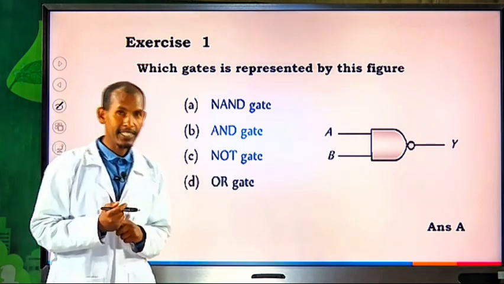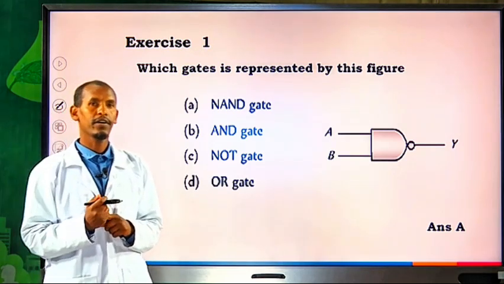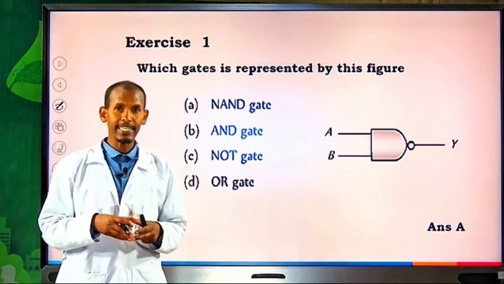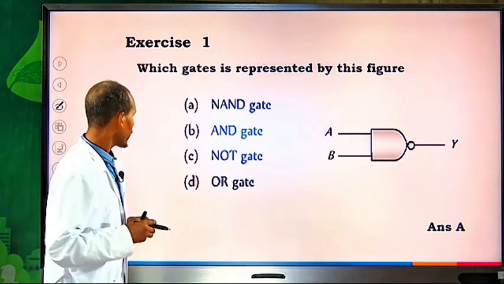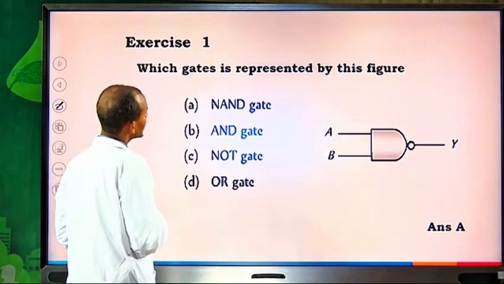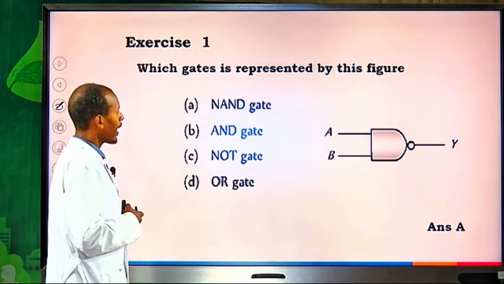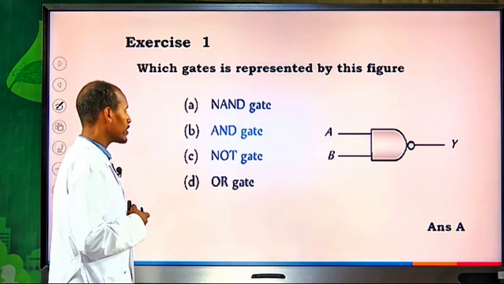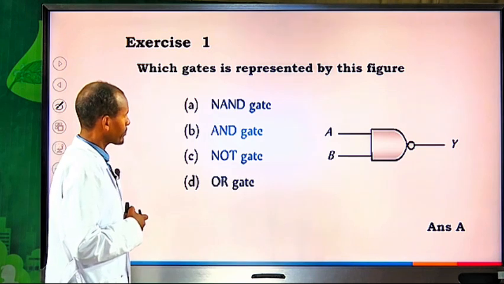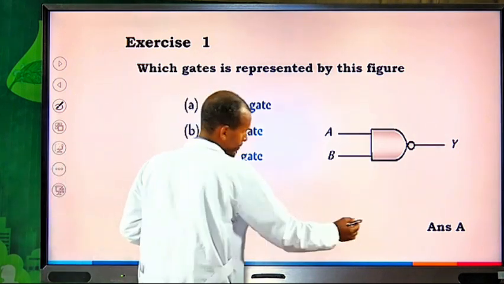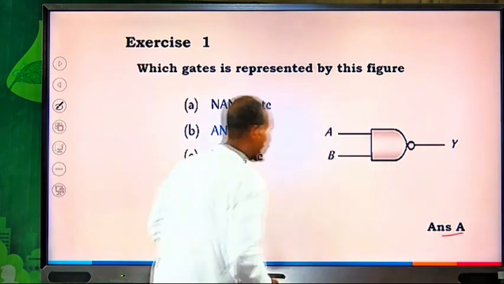So let's see an exercise concerning this one. Which gate is represented by the following figure? A, NAND gate, B, AND gate, C, NOT gate, D, OR gate. The correct answer is A, NAND gate.